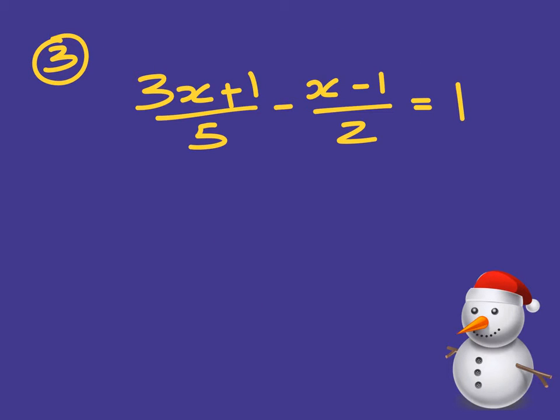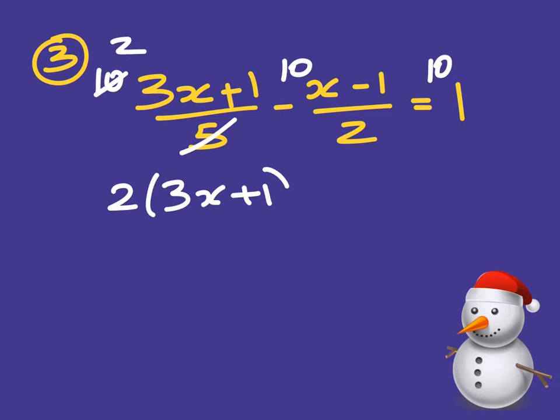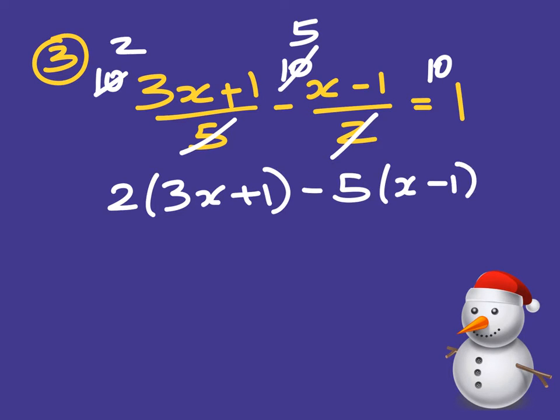Question 3, solve this equation. So we're looking for a number that 5 and 2 both divide into, so it's 10. So I'm going to put a little 10 there, a little 10 there, and a little 10 there. Now 5 goes into 10 twice, so that means we've got 2 lots of 3x add 1. 2 goes into 10 5 times, so I'm taking away 5 lots of x, take away 1, and then this is the one that people forget to times. 10 times 1 is 10.